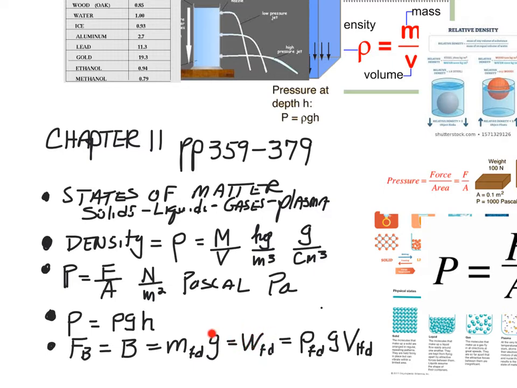So the weight of the fluid displaced, which is the mass of the fluid displaced, that's m_fd times g. But if we replace the mass of the fluid displaced with the density and the volume, we get this equation, which we use a lot. The buoyancy force is the density of the fluid displaced times g times the volume of the fluid displaced, Archimedes' principle. Okay, so that's the overview of what we're going to do.